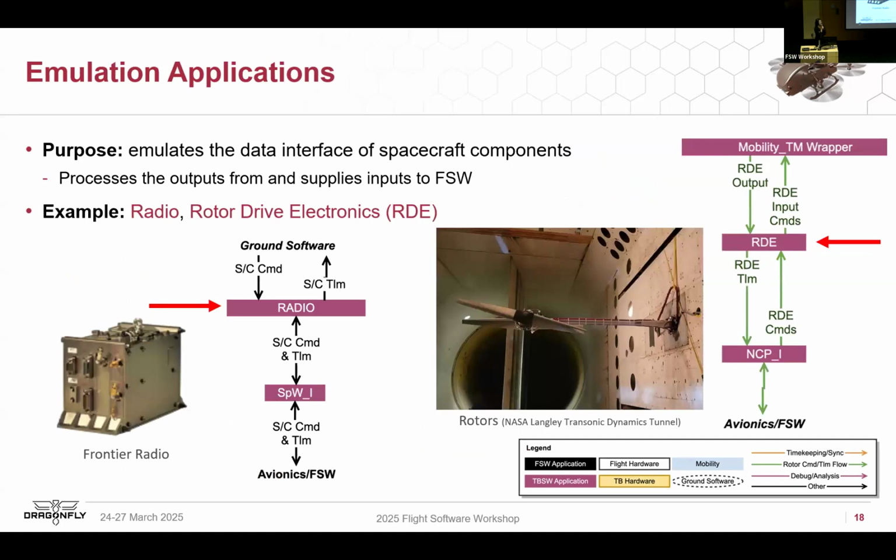So that leads to our final category, the emulation applications. These emulate the data interface of spacecraft components. They process the outputs from and supply inputs to flight software. For example, we have our radio emulation. So we don't have a hardware radio yet, but we're able to use this emulation such that we can still send the true spacecraft commands to the flight software as well as receive telemetry via SpaceWire. And then on the right, you can see we have, as mentioned, our RDE emulation, which again is that sort of pass-through emulation for supplying the mobility truth model data to and from the flight software.